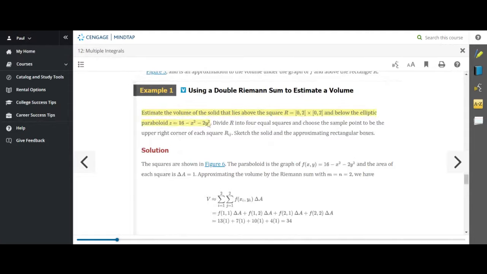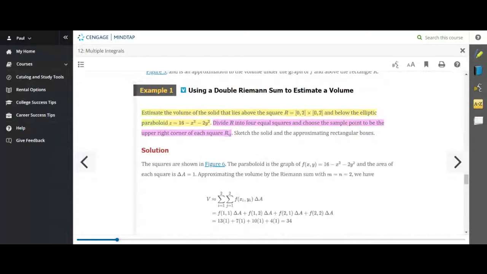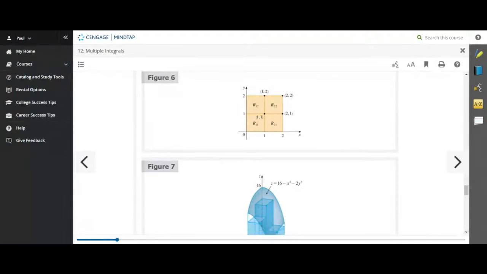Now what they say is, you haven't learned how to do a double integral yet, so we're going to approximate the volume. Let's divide that square region into 4 equal squares and choose sample points to be the upper right corner of each square. What would that look like? Here's figure 6. There's the region in yellow, and you see they have 4 regions.